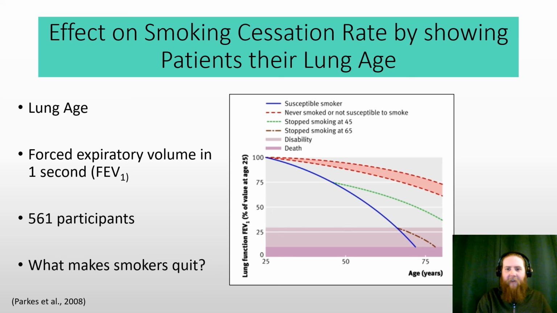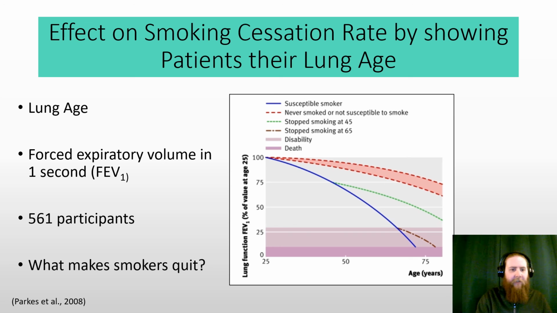And the results came back, and it suggested that using this lung age to motivate individuals is an effective method. The individuals that came back that had seen the graph and thought about their lung age were statistically significantly more likely to quit smoking, and that group had a lower daily cigarette usage than the control group that didn't get any of this information.